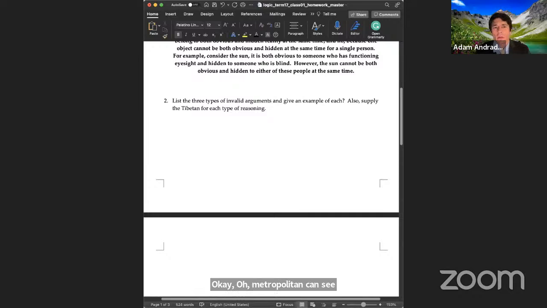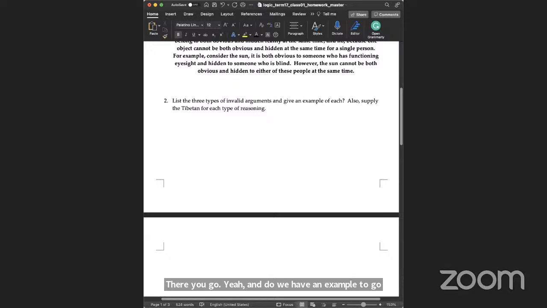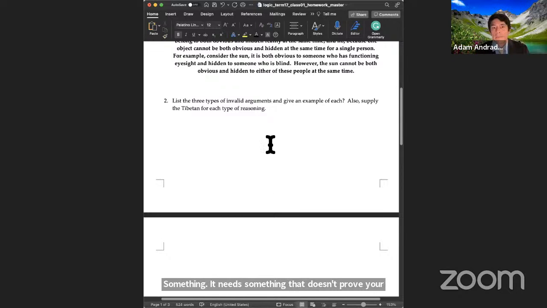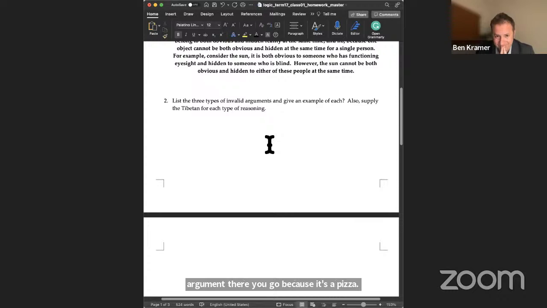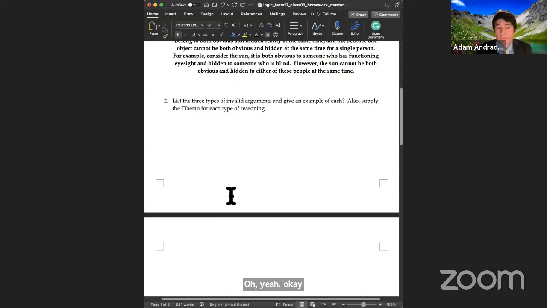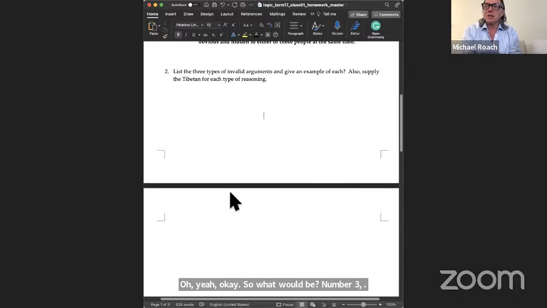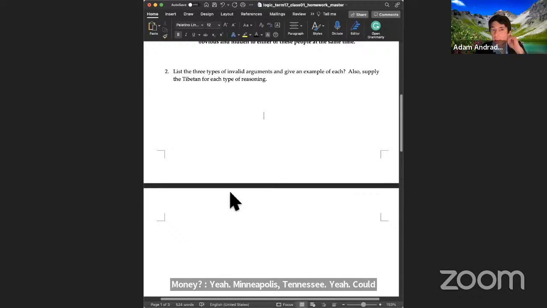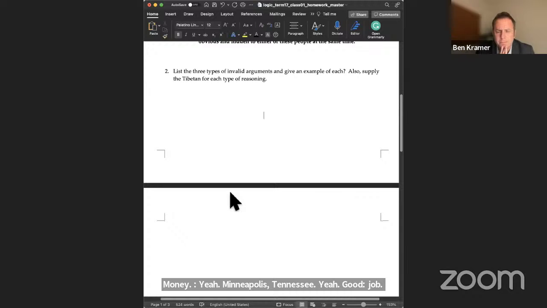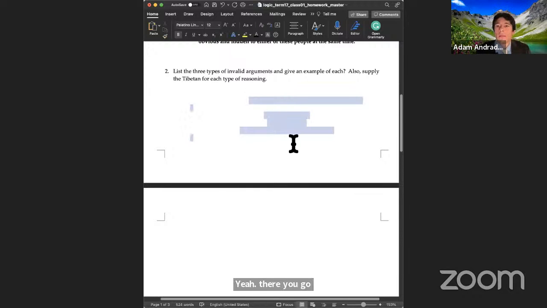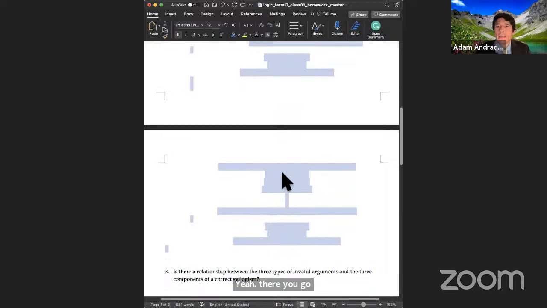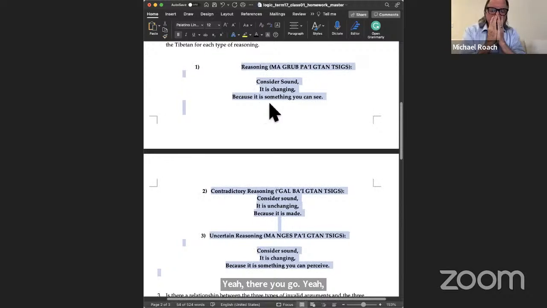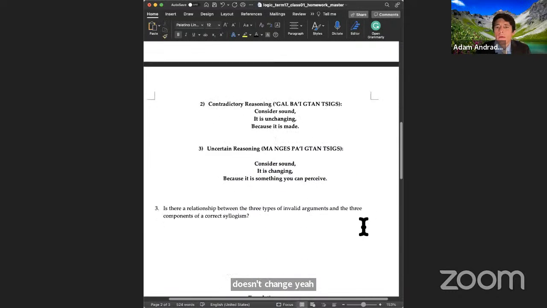Do we have an example to go along with it? Something that doesn't prove your argument. Sound is changing because it's seen. There you go. Or because it's a pizza. Okay, what would be number three? Manet Tensik. Good job. And the example? Sound is changing because it's perceived. There you go. Good, because you could perceive something which doesn't change. Right. All right, good.